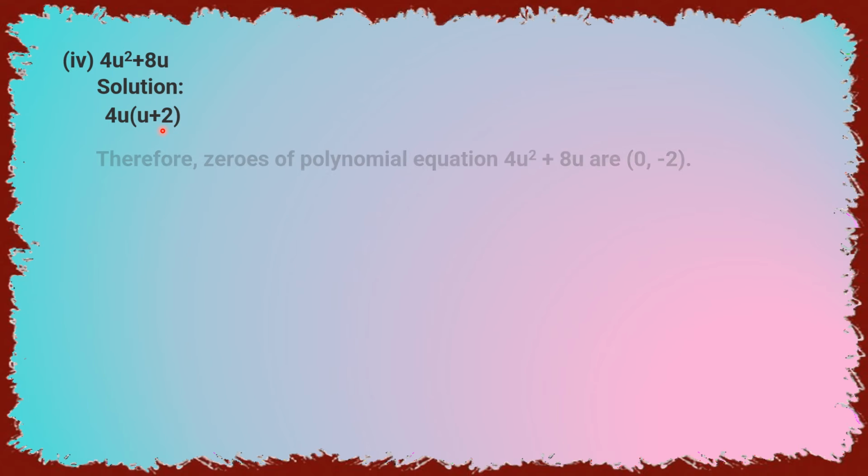4u square plus 8u. Since there is no common term, let us take the common factors in both of these terms. Here 4u is common, so let us take 4u into u plus 2. Now 4u equal to 0 means u equal to 0. U plus 2 equal to 0 means u is equal to minus 2. So what are the zeros? 0 and minus 2.